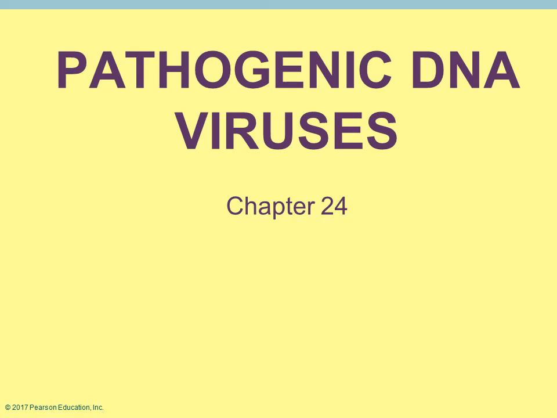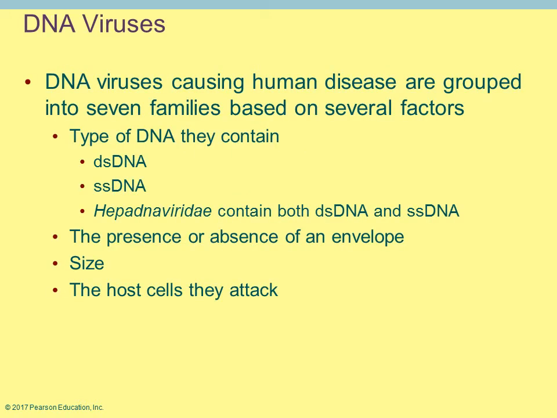Chapter 24 deals with pathogenic DNA viruses. We do separate the viruses out when we study the viruses and which diseases they cause, into two different groups, DNA versus RNA viruses. The DNA pathogenic viruses are grouped into 7 different families. They are based on several different factors.